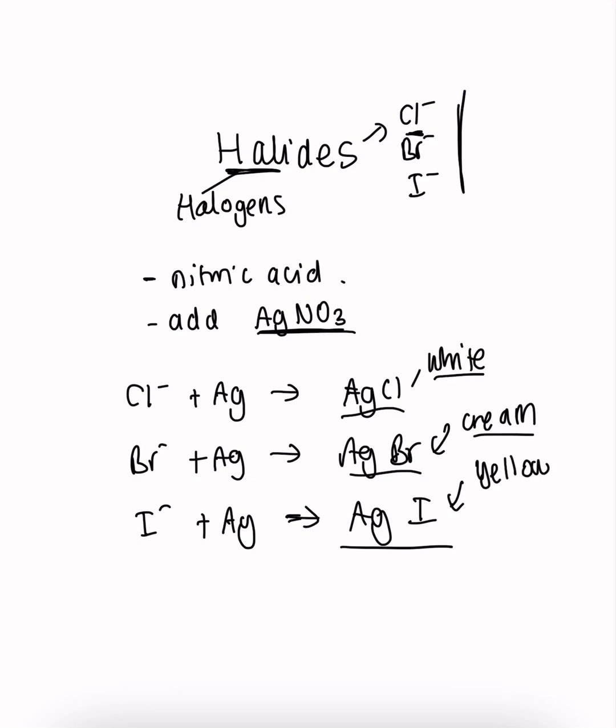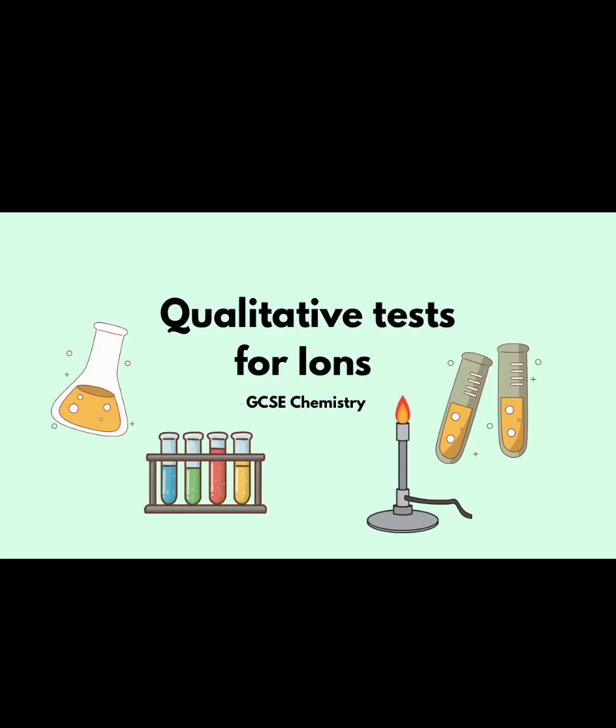These are different colours that you need to know for your halide ions. And these are also displacement reactions. And that's all you need to know for tests for halides. So those are all the tests you need to know for GCSE chemistry.